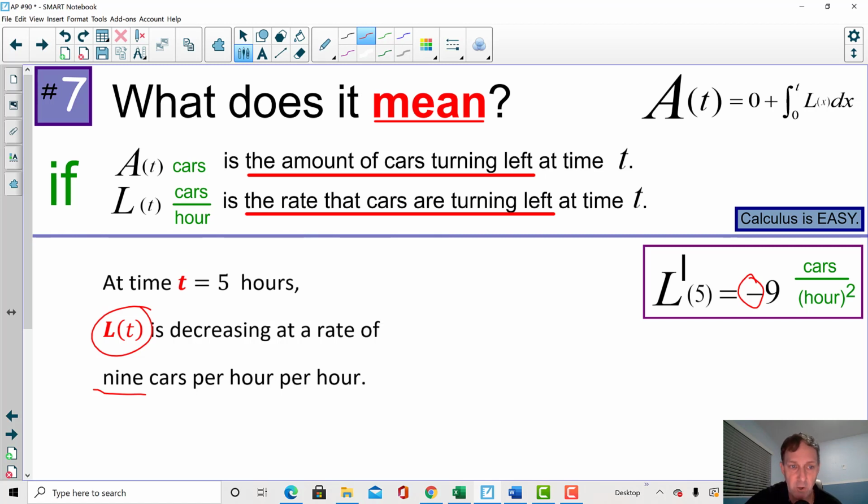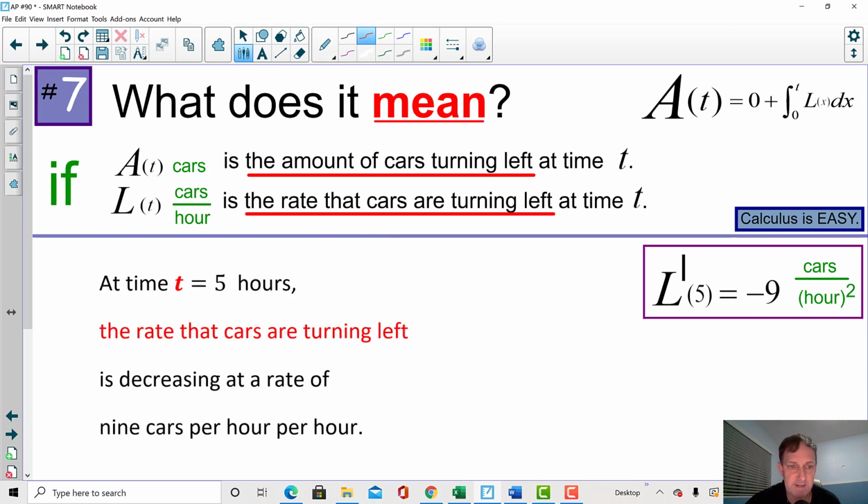Now we need to trade L for the meaning of L. So what does L mean? We need to plug that in. Well, L is the rate that cars are turning left. So we're going to trade L for those words, the rate that cars are turning left. Let's go ahead and do that. Okay, there we go. That's the exact same sentence. I just traded L of t for these words here, the rate that cars are turning left.